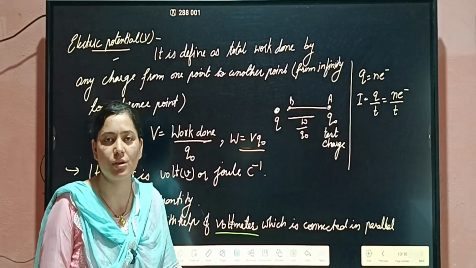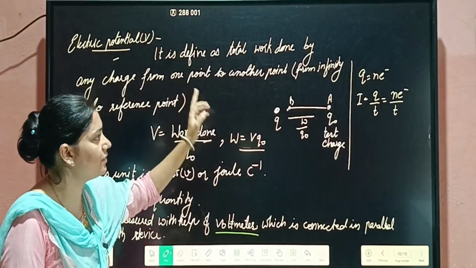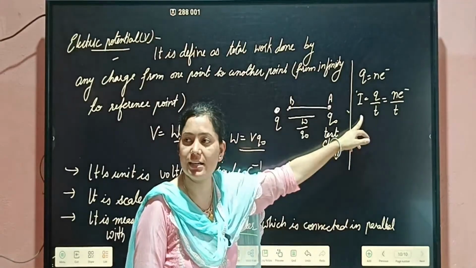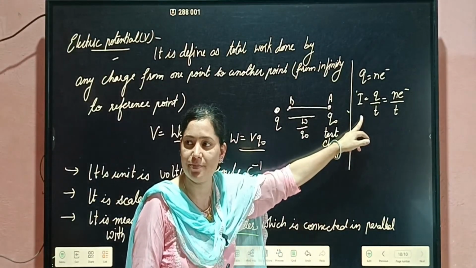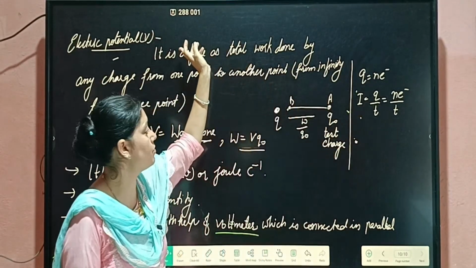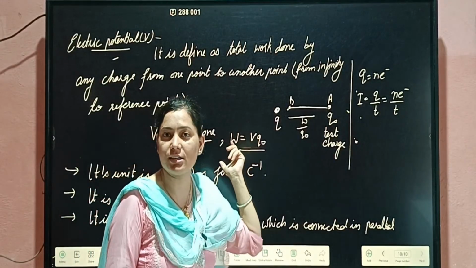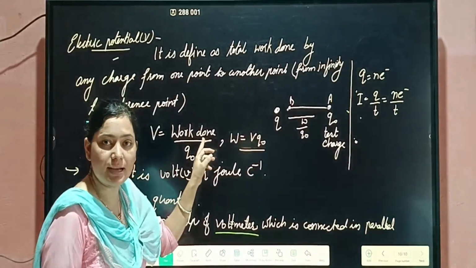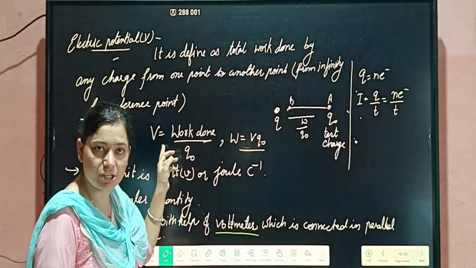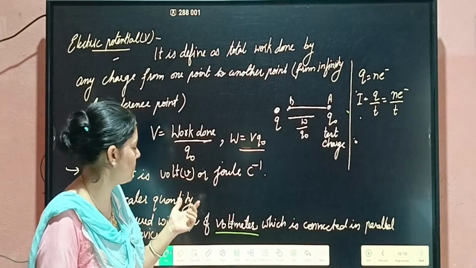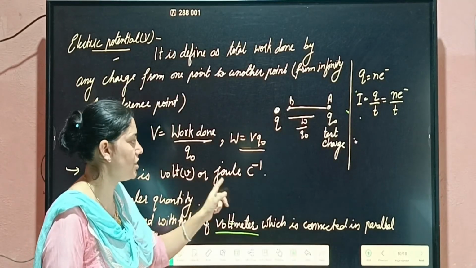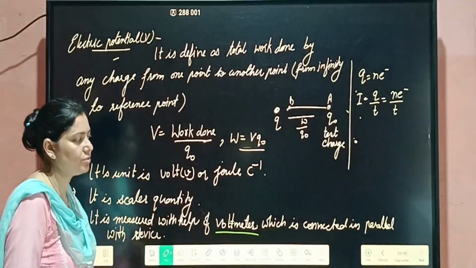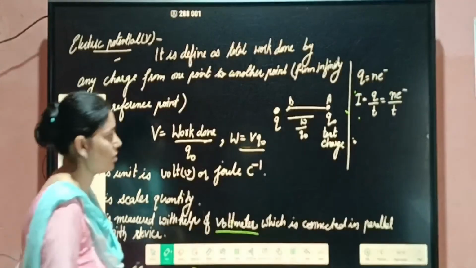Okay, so here we discuss three different terms. One, your charge, we define there. Then second, we have done current, which is a flow of charge per unit time. Next will be your electric potential. Electric potential is the work done by any charge. Okay, how much work is done by any charge going from one potential point to another. Then volt is the SI unit, joule per coulomb. Then it is a scalar quantity measured with the help of the voltmeter.